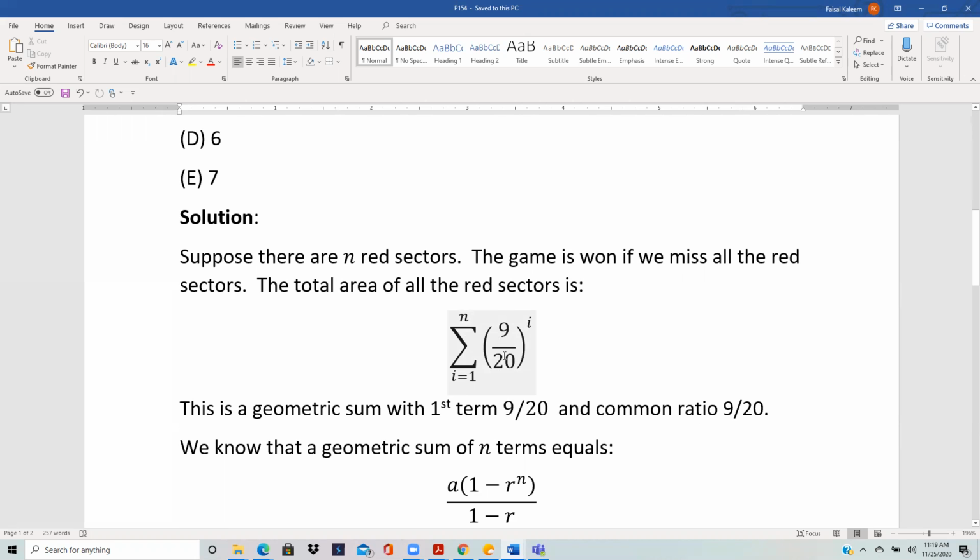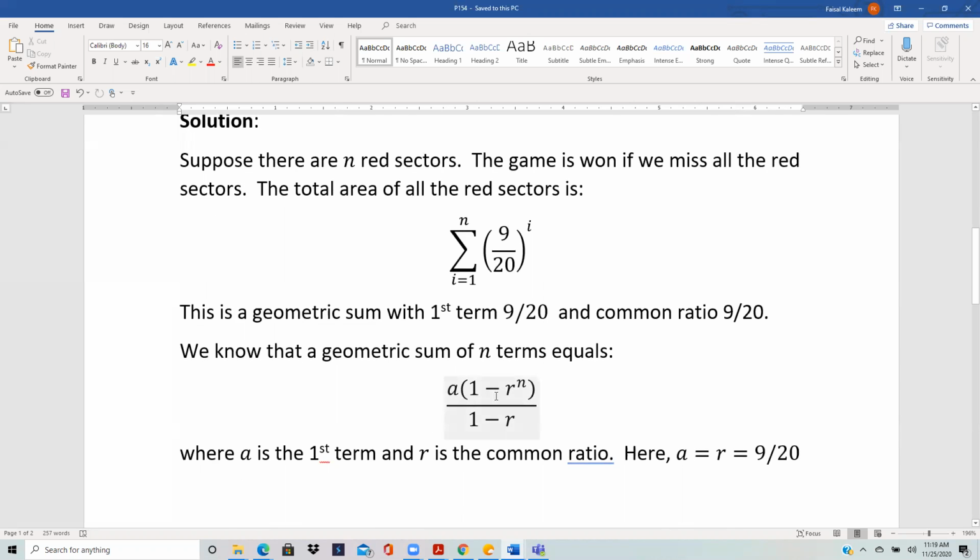Now this is a geometric sum with first term 9 by 20, which you can see when you put i equals 1. So this gives you 9 by 20, and the common ratio is always this base. And we know that a geometric sum with n terms equals a times 1 minus r power n over 1 minus r, where a is the first term and r is the common ratio.